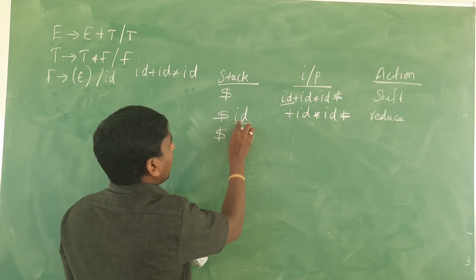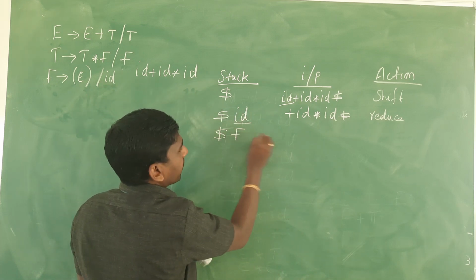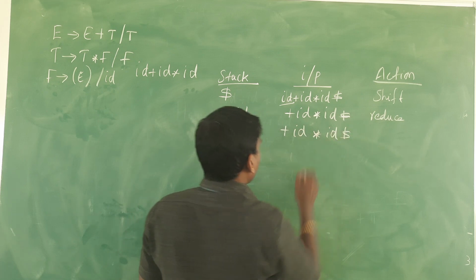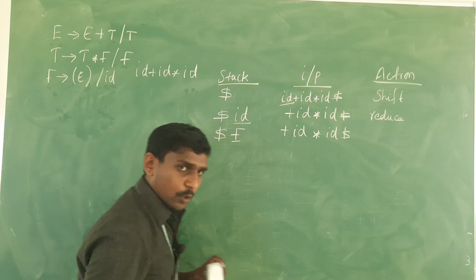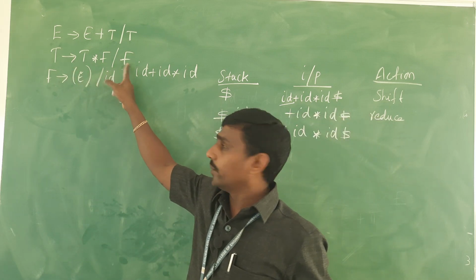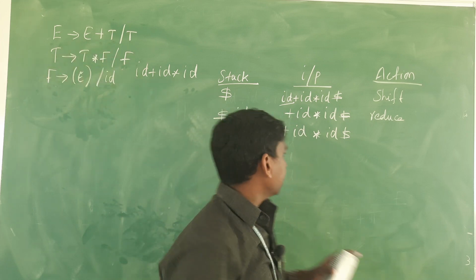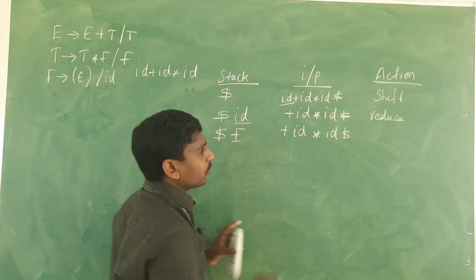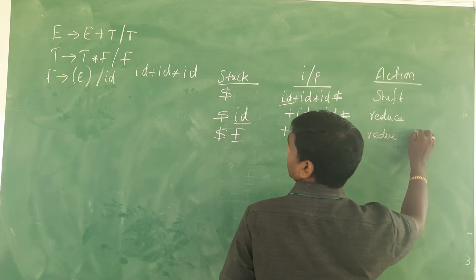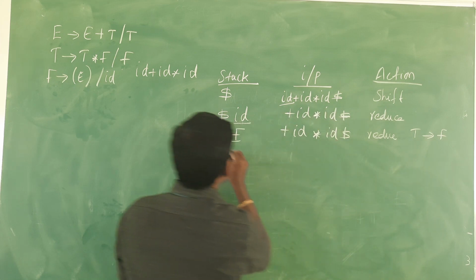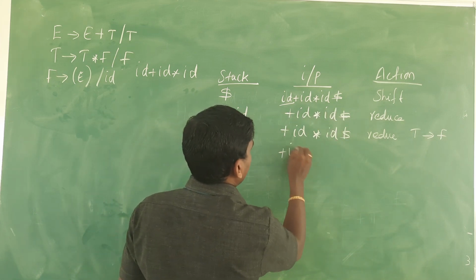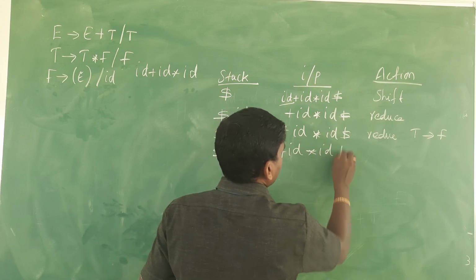Now, id has a handle, so we reduce. In place of id I put f: $ f, then plus id star id $. Now check whether f has a handle. Yes, t tends to f is a production, so f has a handle, and we reduce with t tends to f. In place of f we put t: $ t, plus id star id $.